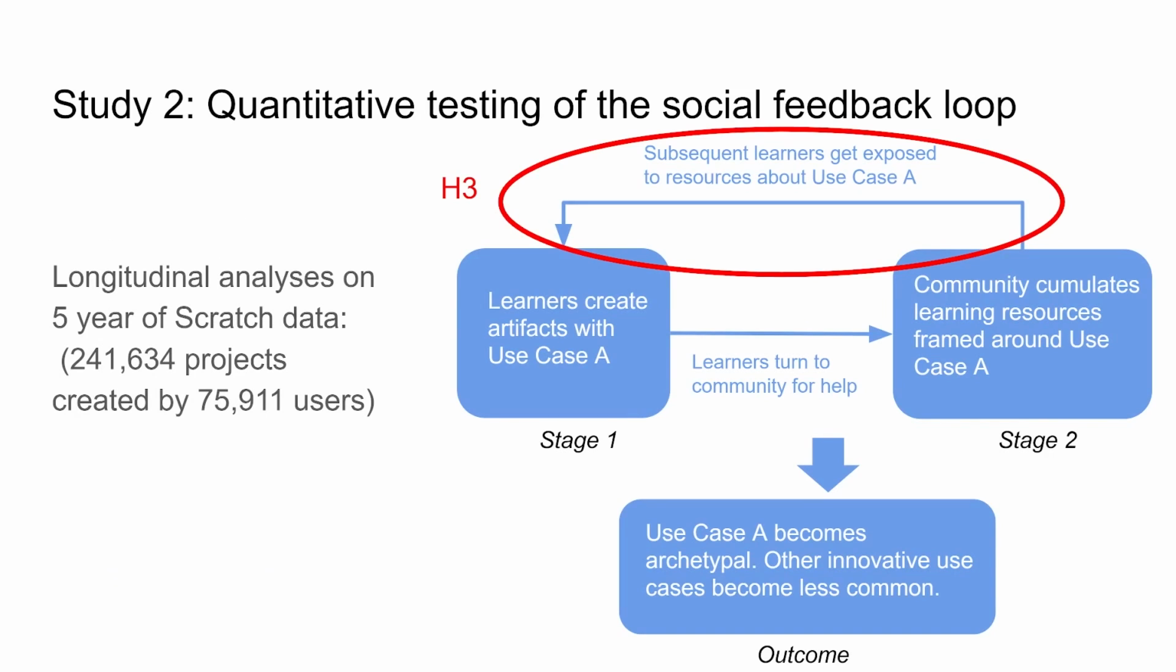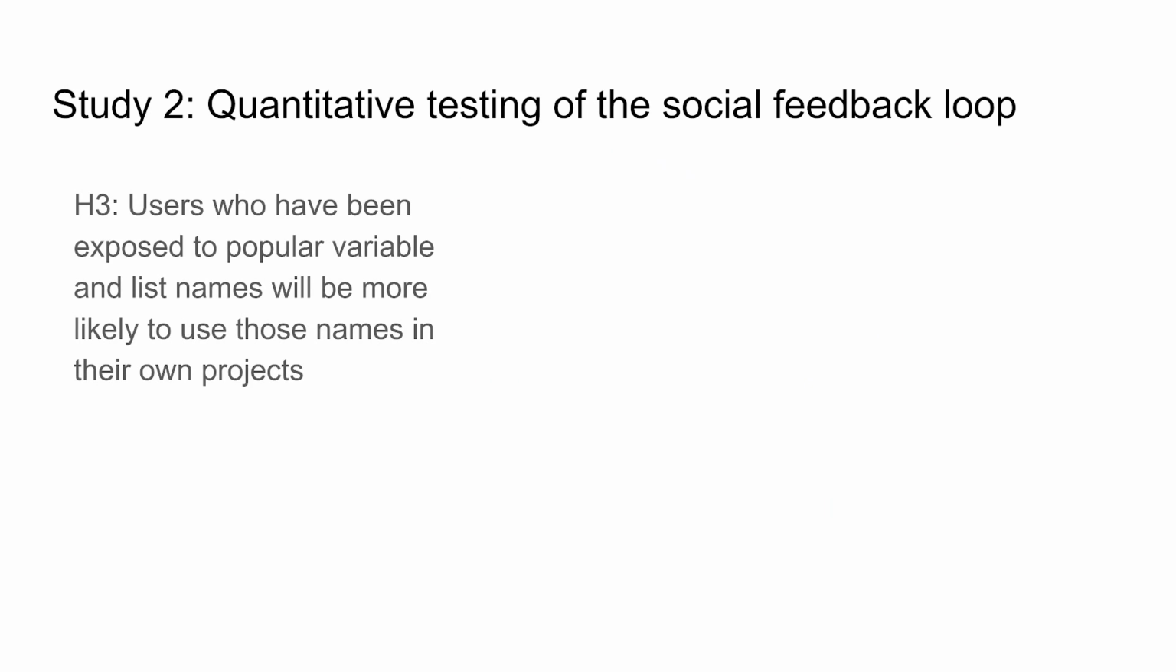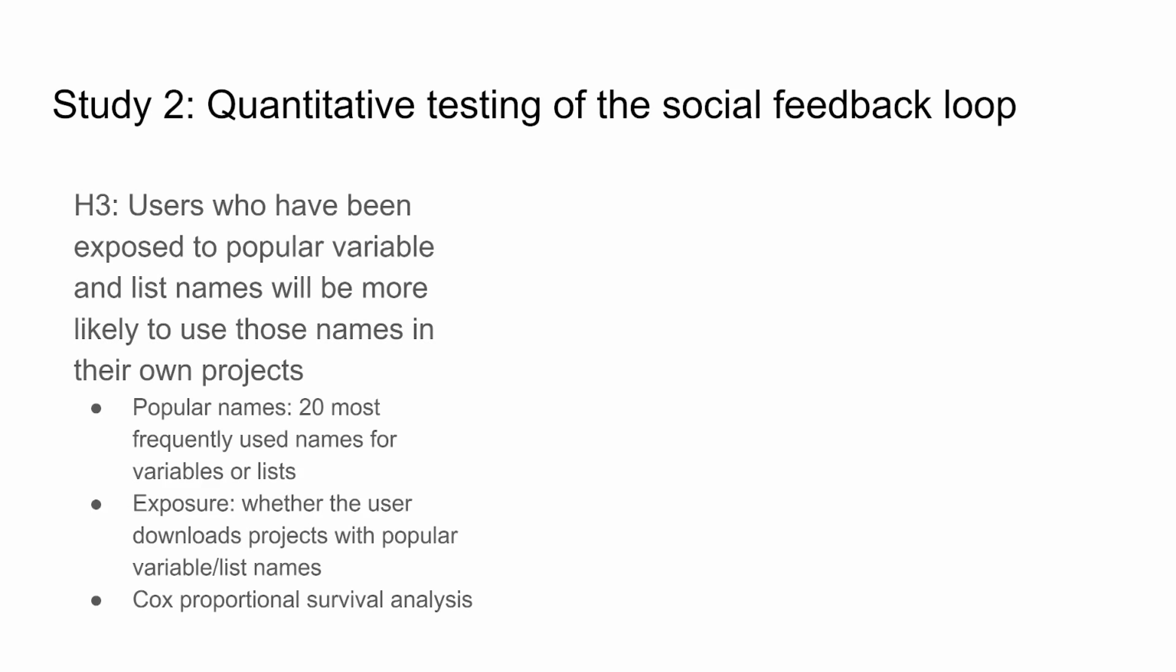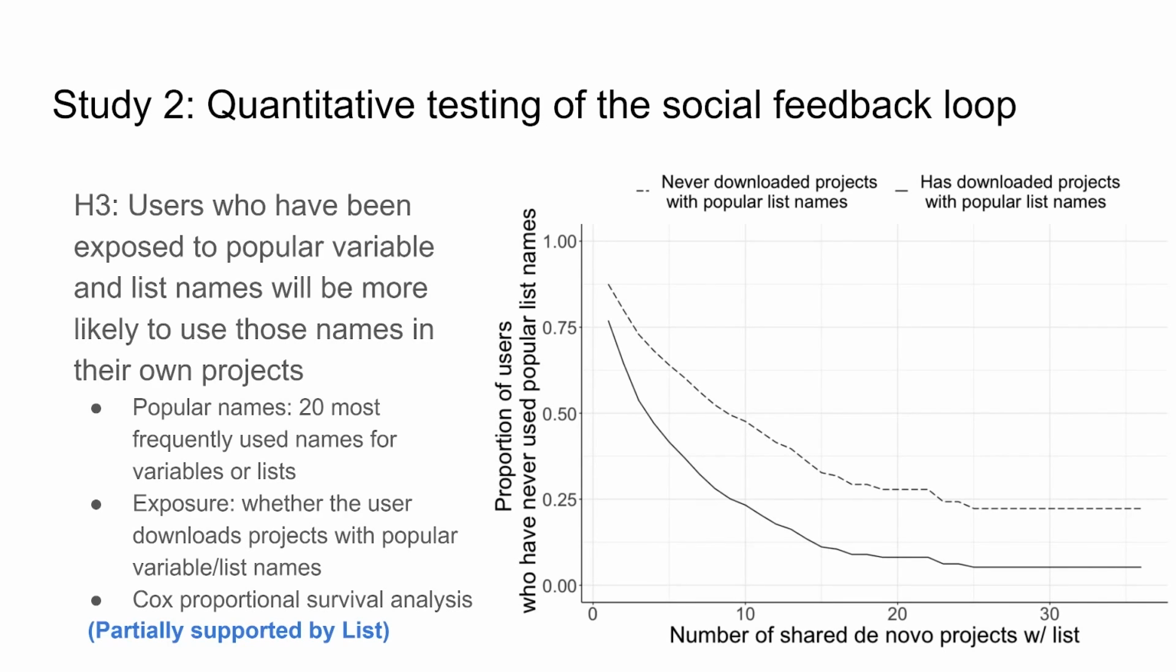In addition to testing the outcome, in our third hypothesis, we tested the mechanism of the loop. We speculate that users exposed to popular use cases will create similar artifacts. Therefore, we hypothesize that users who have been exposed to projects involving popular variable and list names will be more likely to use those names in their own projects. We measure exposure using whether the user has downloaded projects with popular variable and list names. With our survival analysis, we found partial support for projects with lists.